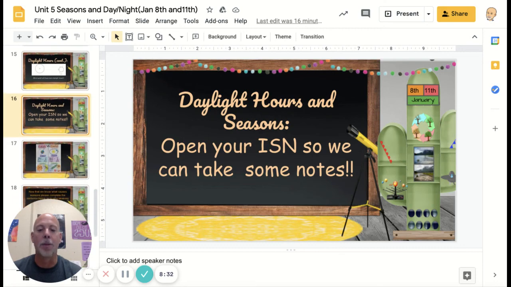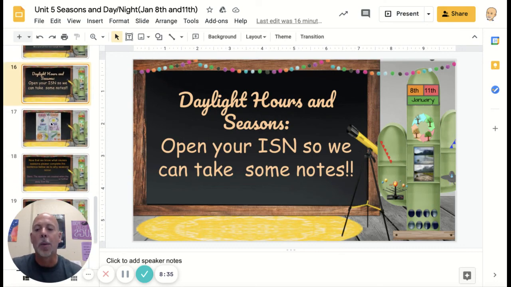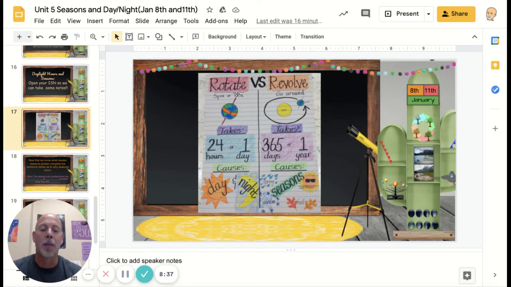All right, open your ISN so that we can take some notes. We would have done this in class. We have our rotate versus revolve, and we learned this in our first lesson of Unit 5, that the Earth rotates on its axis or spins on its axis. One rotation is 24 hours or 1 day, and it causes day and night. Whereas revolutions, the planet revolves around the sun, takes 365 days approximately. We're not going to talk about leap years. And so it takes 1 year to go around, and it gives us our 4 seasons.